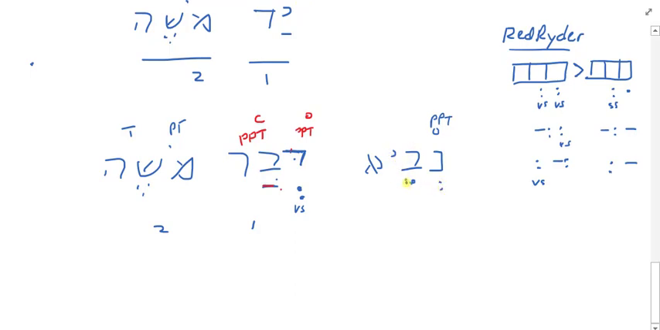Do I have to change the hireq yod? Nope, because it's unchangeable, right? It's a historically long vowel. So I won't touch it. But this one will reduce to a vocal shava. So if I want to say a prophet, it's navi, long A. If I want to say the prophet of God, it would be navi Elohim.